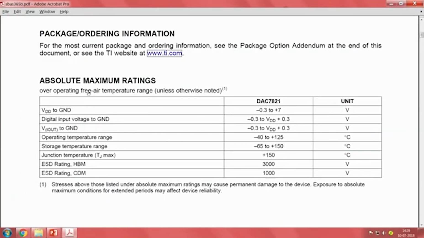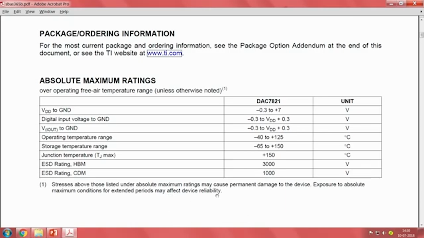Okay. And then what is the ESD rating? Electrostatic discharge rating. That is the highest voltage that you can use so that it does not get damaged by electrostatic discharge. They will always have this flag, they will tell that stresses above those listed under absolute maximum ratings may cause permanent damage to the device. Exposure to absolute maximum conditions for extended periods may affect device reliability.